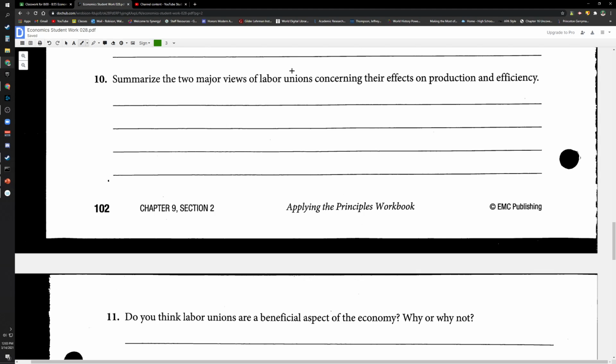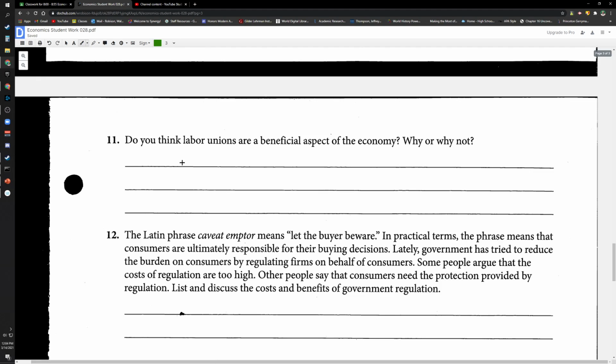Summarize the two major views. Now, if you're confused, like what are the major views? Remember, there's the traditional view and there's the newer view. So you've got to make sure that you've summarized those two views, okay? It's not asking for your view. It's asking for the two major views, which we talked about, which again, are the traditional view and the newer view, okay?